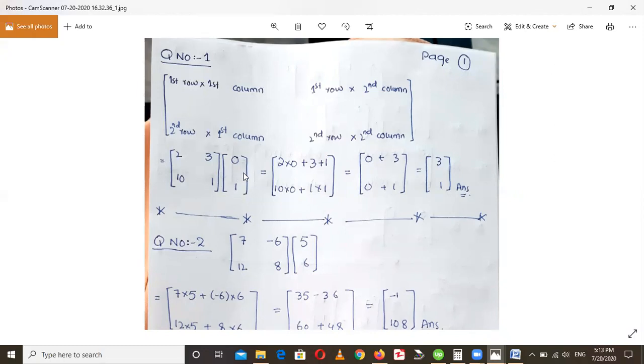Okay. Now look at this matrix. How many rows and how many columns are there? There's one column and two rows. One column and two rows. That's great.